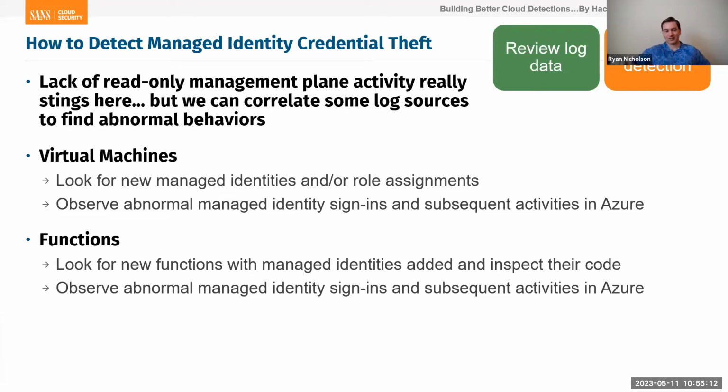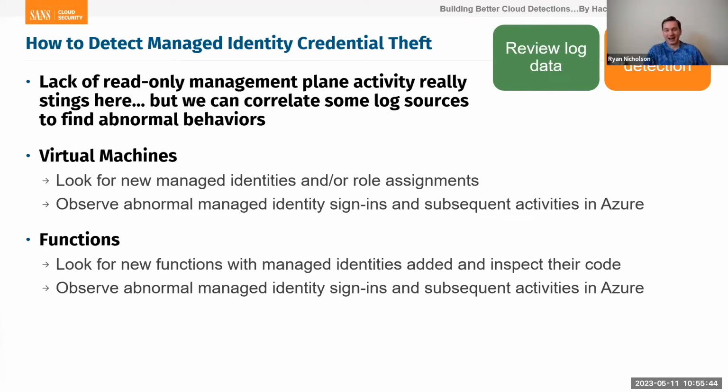So how do we detect all of this madness? Again, it's going to sound a bit familiar here. Lack of read-only access to this management plane really stings in this case, right? We're not able to see a lot of these interactions. We're going to have to focus closer to the host, closer to the cloud resource, like on virtual machines. Look for new managed identities that maybe popped out of nowhere. Maybe an attacker assigned that managed identity to a VM that they have control over to, again, try to escalate privileges. Or just look for strange patterns, right?